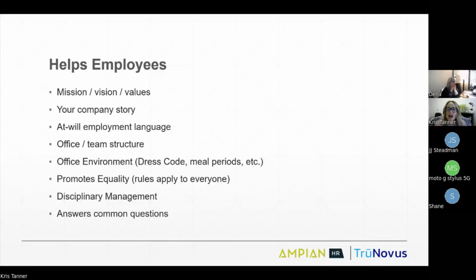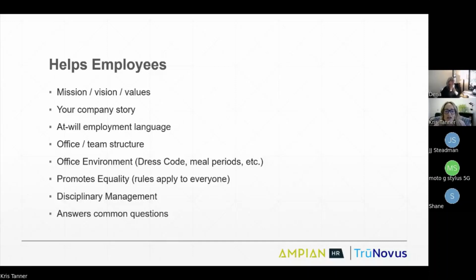Your handbook can also outline your office structure, team structure. If you'd like to get that detailed in your handbook, it can include things like your dress code policy, meal and break periods. Who does an employee talk to if they have an issue? Or maybe they've approached a manager about an issue, but the issue doesn't seem to be resolved. What do they do next? And other just internal guidelines and policies that you want your employees to understand.